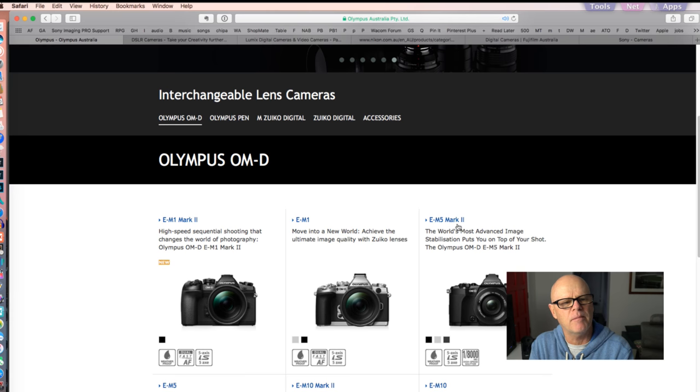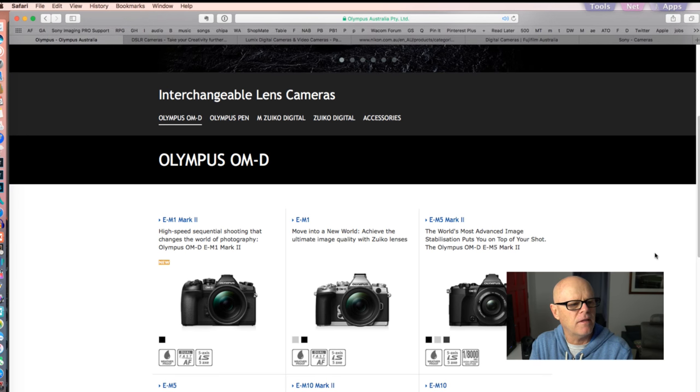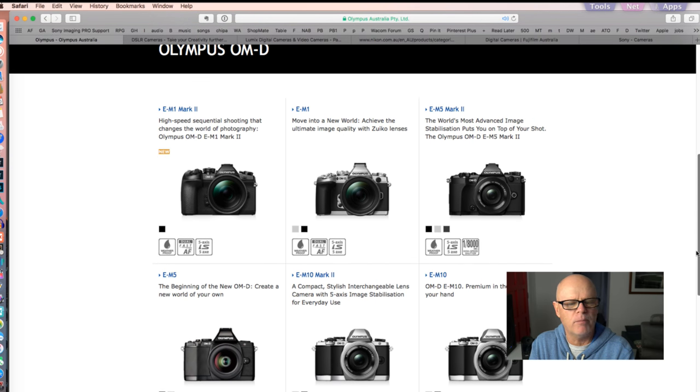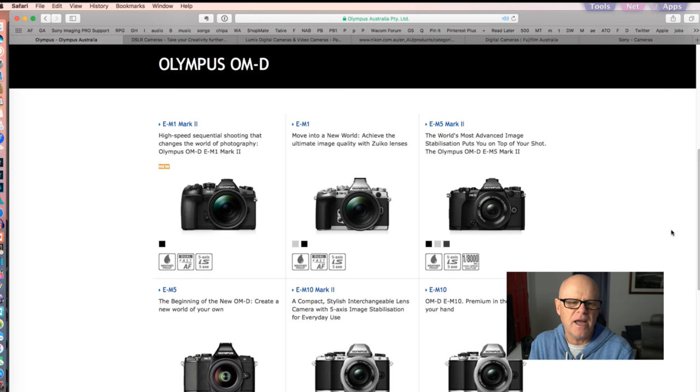You've got the EM Mark II, the EM I, and the EM I Mark II. So they're all really good cameras as well, and they have a full range of different bodies that you could buy as well. And again, I'm not going to talk about the benefits or what's good or what's bad about all these systems. At this stage, I'm just going to talk about what's out there and what's available.